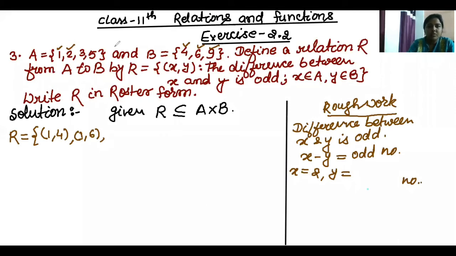Now x equals 2 and y equals 6. Again, you can see this is -4. Again, this is not an odd number, this is an even number. So 2 is not related to 6. We'll not write it.